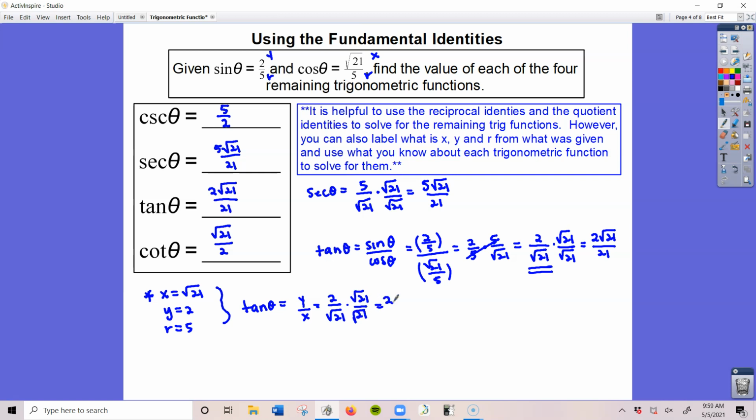And we get the same answer for 2 square root of 21 over 21. So this is another way of being able to solve for tangent or cotangent. Figure out what is x, y, and r, and then just use what we know of that trig function to put those values together. Let's try another one.